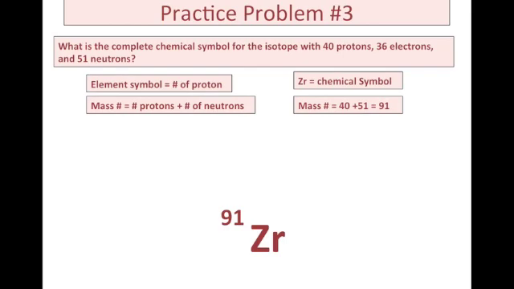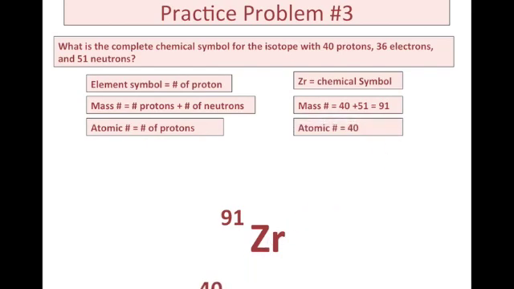Next, we want to know what is the atomic number. Remember, your atomic number is always equal to the number of protons. Since this isotope has 40 protons, my atomic number will also be 40. And it is always written to the lower left-hand side of the chemical symbol for your isotope.